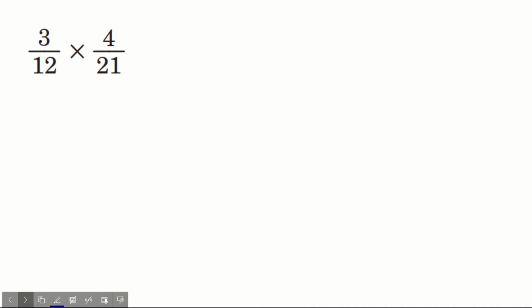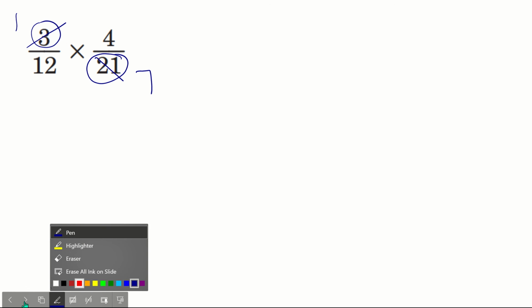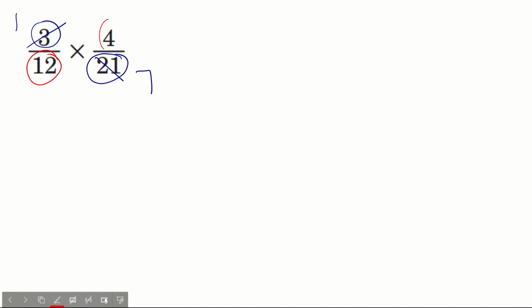All right, we have 3/12 times 4 over 21. Go ahead and pause here to try on your own. All right, I'm going to cross simplify. I see 3 and 21 have a common factor of 3. So I'm going to divide a 3 out of both. I also see that 12 and 4 have a common factor of 4, which becomes 1 and 3.